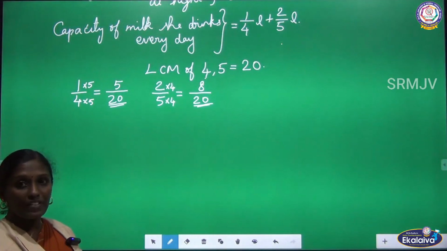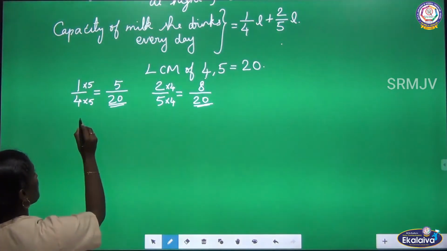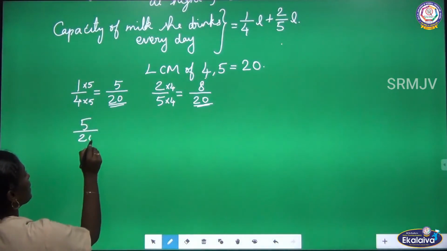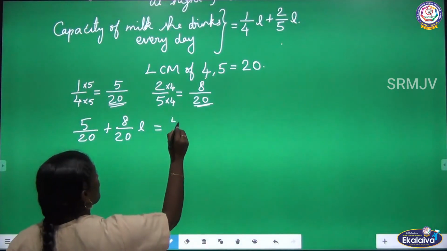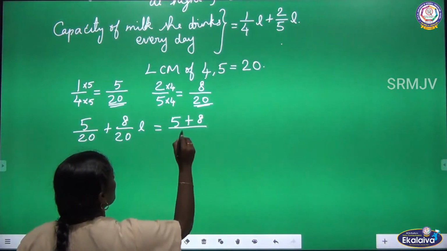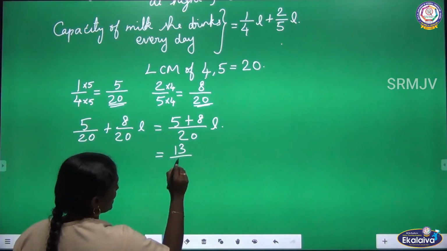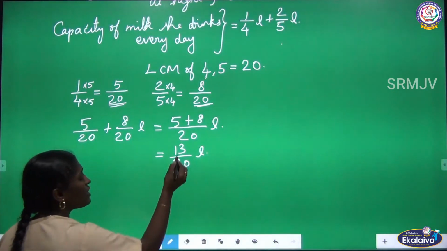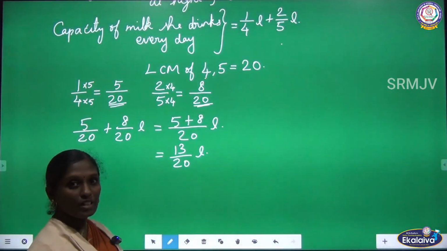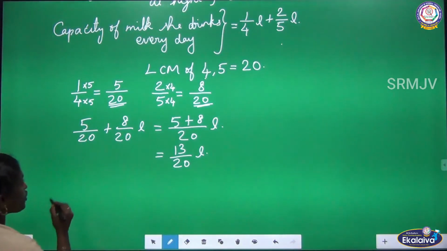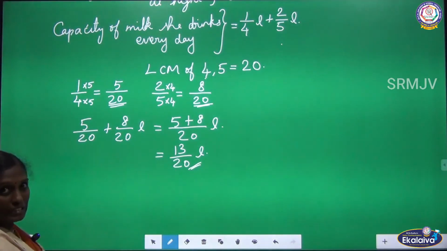Now these two fractions are like fractions. So we can add the fractions. Okay. So 5 by 20 plus 8 by 20 liter is equal to 5 plus 8 by 20 liter. So 5 plus 8, that is 13 by 20 liter. Okay. Here this is a proper fraction. Here there is no possibilities to reduce the fraction. So we have to keep as it is. So capacity of milk she drinks every day is 13 by 20 liter.